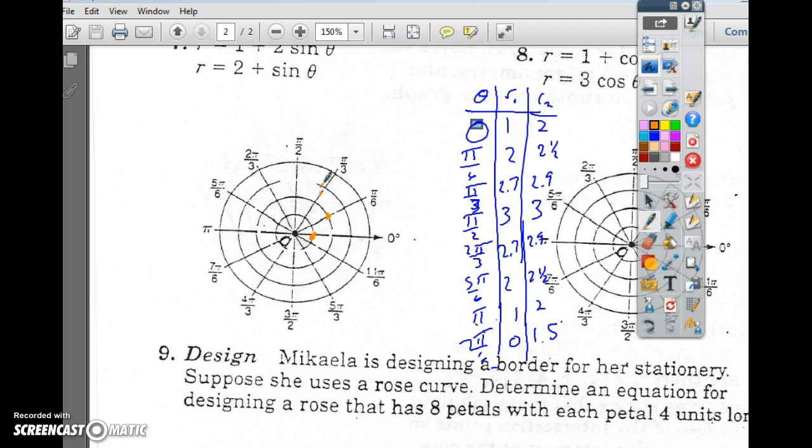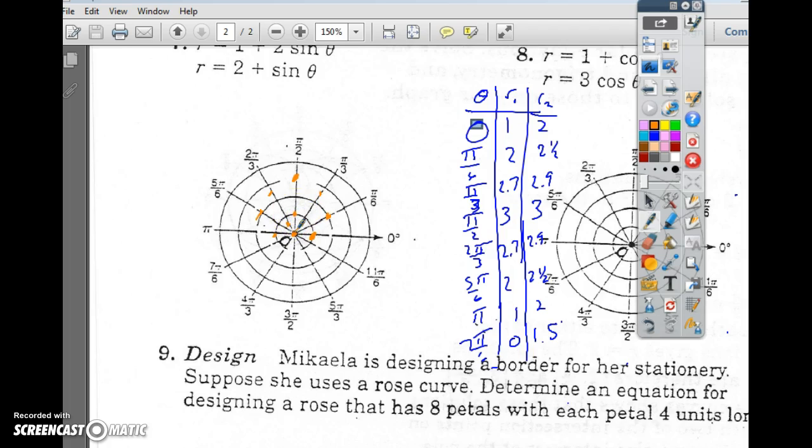Then to 2.9. Wait, no, I went too fast here. Did I miss a point? No, you're good. 2.7 and then 3. All right, 3 and then down to 2.7. Then 2. Then 1. Then 0. Then it goes to negative 0.7. So negative 0.7 at 4 pi over 3. So negative 0.7 put me over here. Negative 1, negative 0.7, then back to 0.